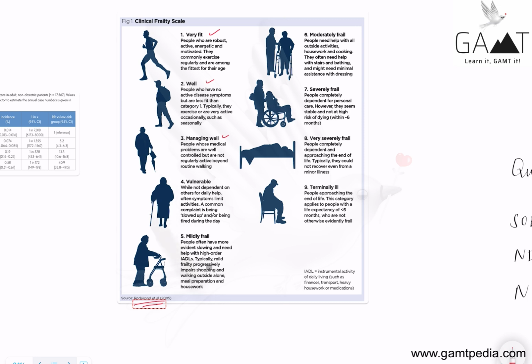They use an umbrella, and if they use a walking stick, they're vulnerable, the point at which it becomes a little bit trickier. And they're mildly frail, and then if they need another person to help them, it becomes moderately frail, then wheelchair bound, severely frail, very severely frail, and terminally ill. Right? So the image itself is very easy to understand, easy to remember. So the frailty scale is again similar to the ASA score, very easy to apply at the bedside.